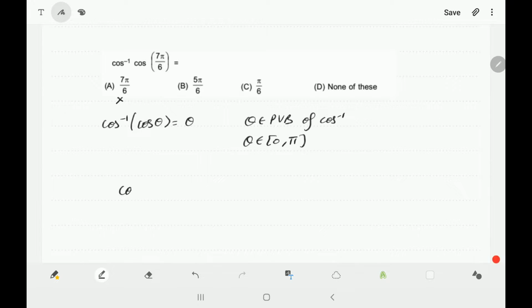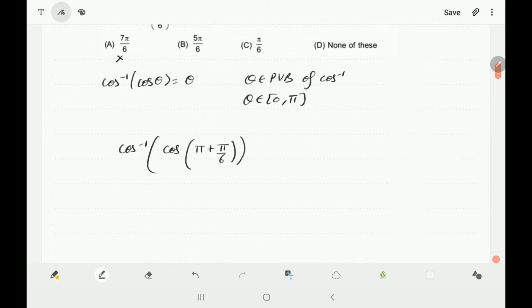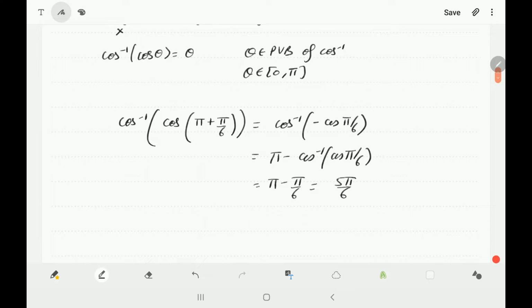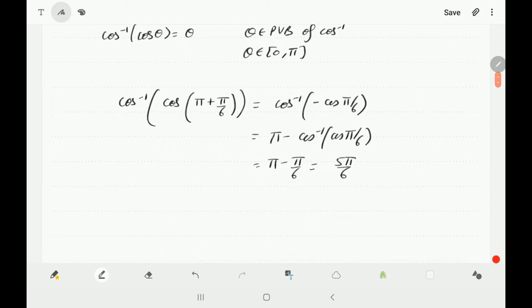So we can write cos inverse of cos of 7 pi by 6 as cos inverse of cos of pi plus pi by 6. Now cos of pi plus pi by 6 is in the third quadrant, so it will be minus cos pi by 6. So now you can write this as pi minus cos inverse of cos pi by 6. Now pi by 6 is in the principal value branch, so the value will be pi minus pi by 6 and the answer will be 5 pi by 6. Okay, this is one way.